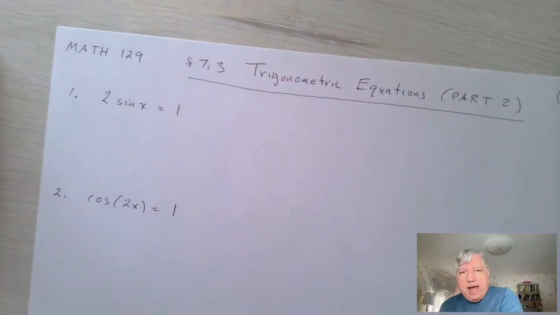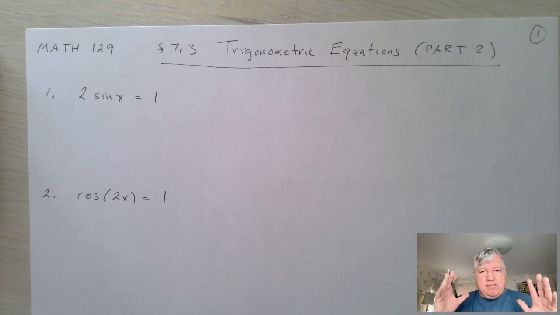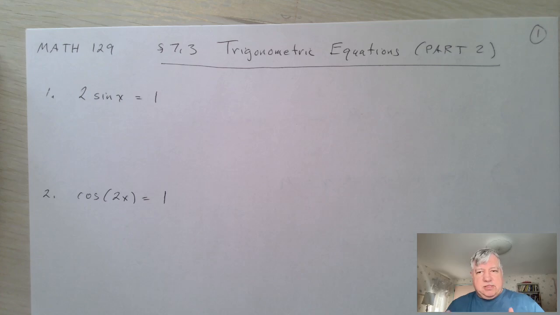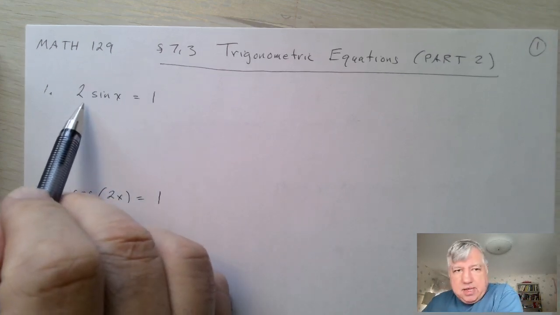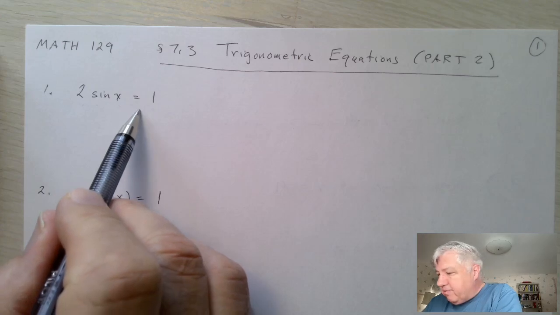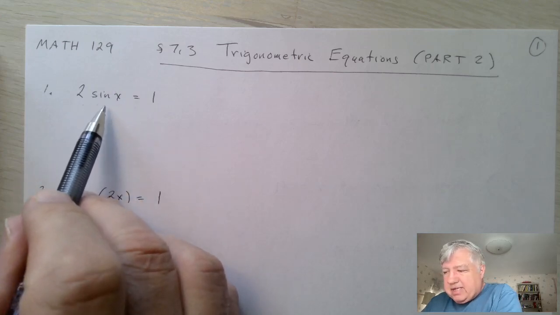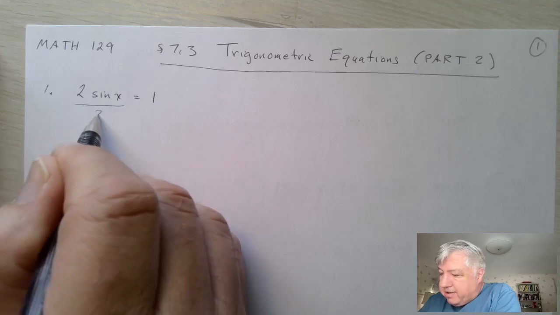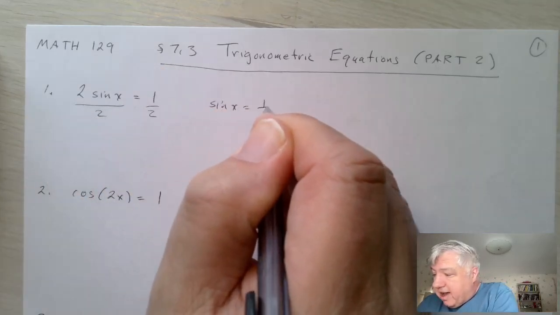So let's look at some of these and see what we want to do. The main thing is we want to get it down so we have sine or some trig function of something equals something. That's the strategy in all cases. In this case, we have 2 sine x equals 1. If we can isolate the sine x, we're basically done, and we can do that if we divide both sides by 2, and we get the sine of x equals 1/2.